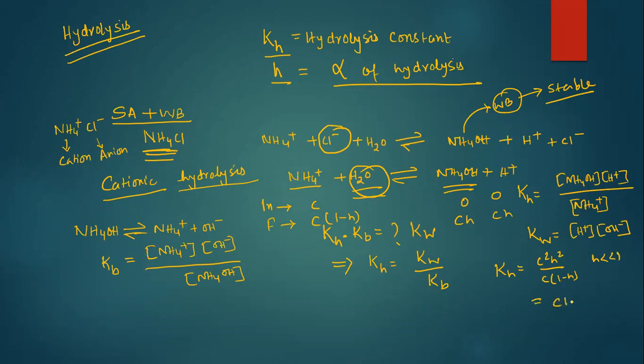So you have CH square. I hope you know how it is coming. This is coming 0. C cancels out, so CH square. So H is what? Root over KH by C. So the expression for H has also come.